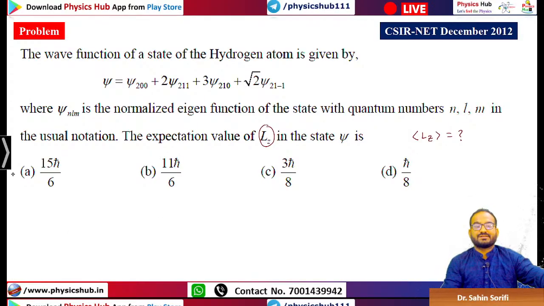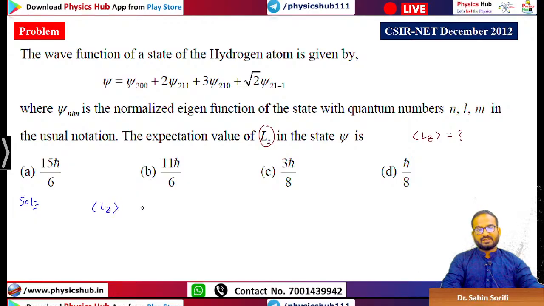Getting the answer, guys? What is the expectation value of Lz? So we can just simply use the formula of expectation value. You have to find out expectation value of Lz in the state ψ. So ⟨ψ|Lz|ψ⟩ divided by ⟨ψ|ψ⟩, as simple as that.